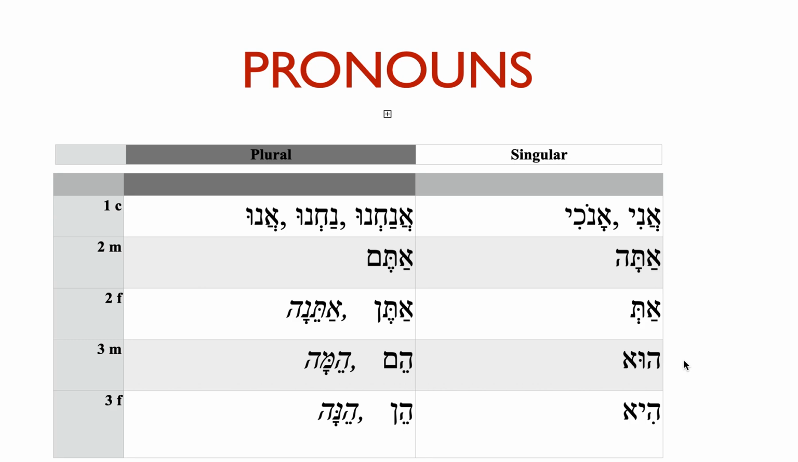If we move on to the third person masculine, hu, third person feminine, hi, and for the plural, it's hem or hen. In English, we also have it. As you can see, in Hebrew, we have only masculine or feminine, and therefore, what in English is it, in Hebrew, it's going to be either he or she. In other words, it's going to be either masculine or feminine.